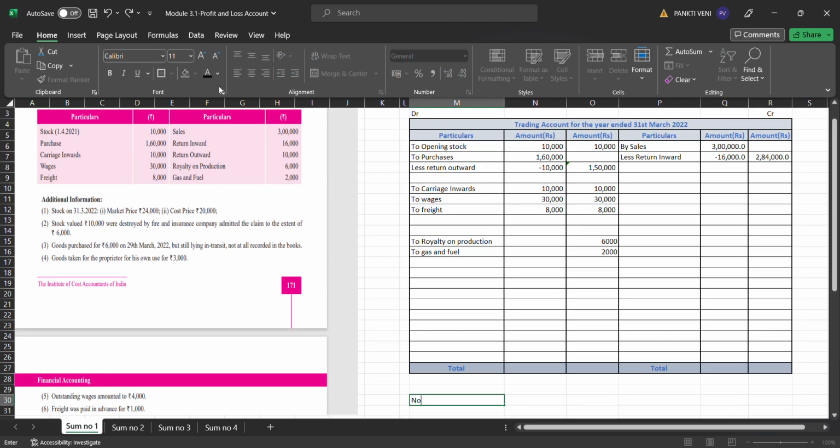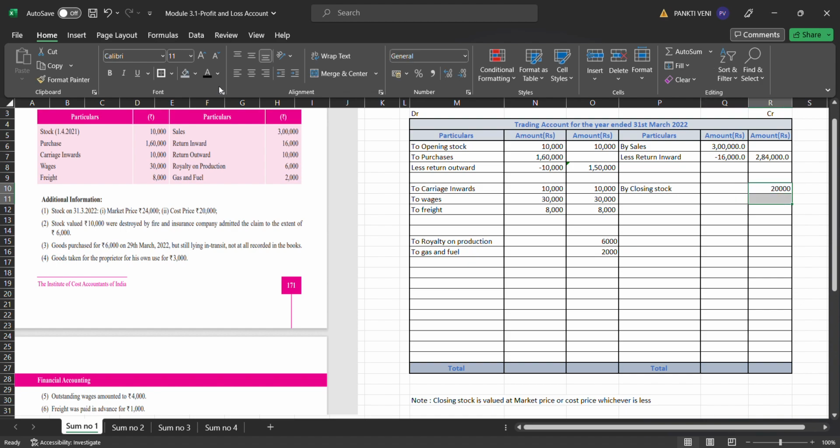So I'll put a note here. Note, closing stock is valued at market price or cost price, whichever is less. So that's my first thing. I'll note down my closing stock. So by closing stock, adjustments always have two effects. But since we are going only for trading account, I'll post only one effect, that is 20,000. My closing stock is valued at market price. So I'll go for it.